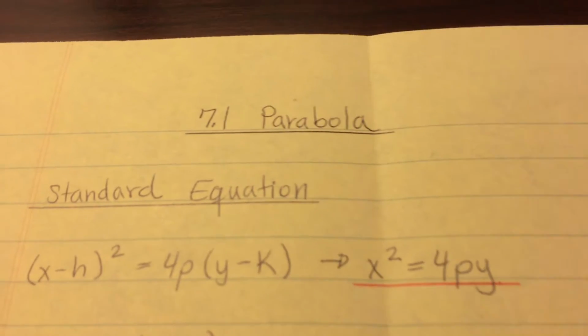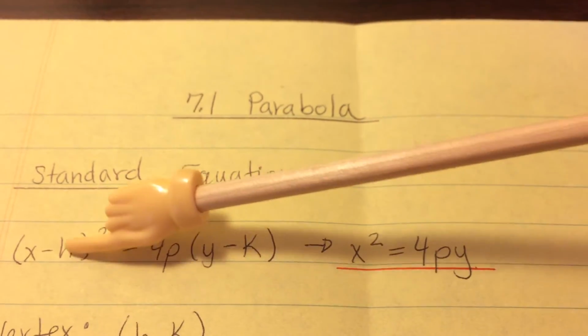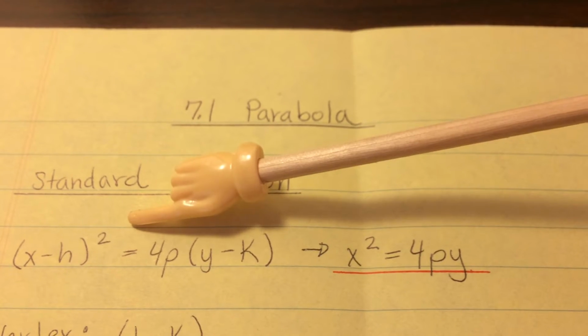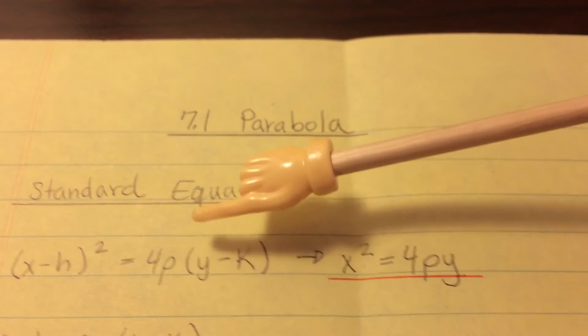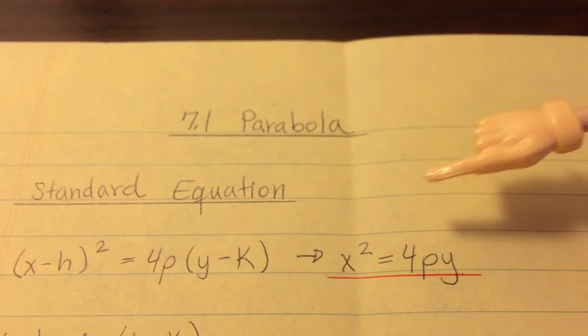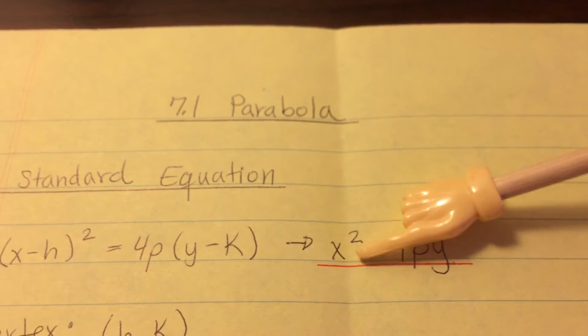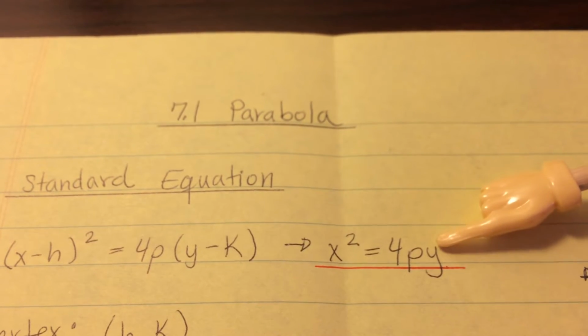So let me go over one type of the parabola that we're going to do. It looks like this: x minus h squared is equal to 4p times y minus k. Now, when you take out all this hk business, what it looks like is something like this: x squared equals 4 times p times y.